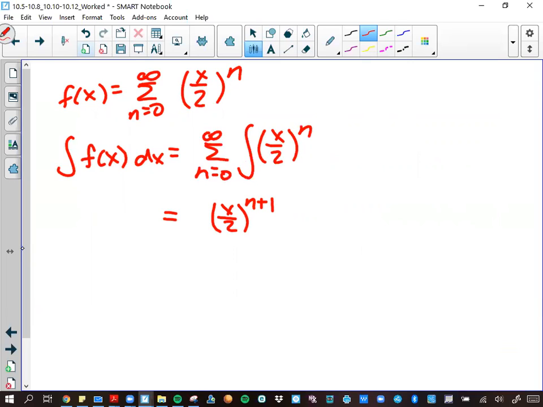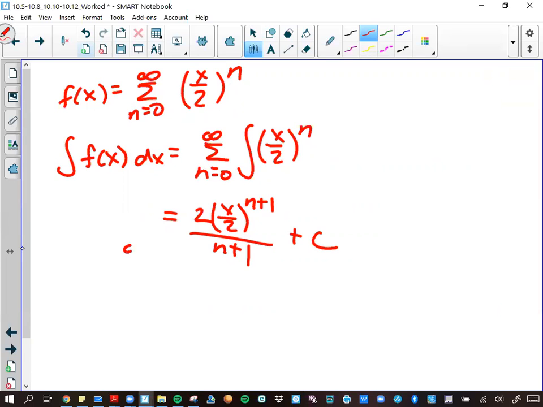So you could pull out a 1/2, and that would be the same thing as multiplying by 2. So it's like dividing by 1/2, but you're multiplying by 2. You're multiplying by the reciprocal. So this becomes 2 over n plus 1, and then this is plus c. Okay, so that's what I got.